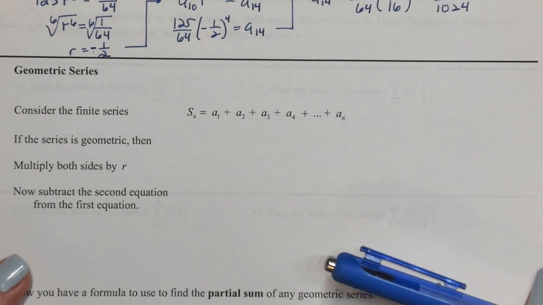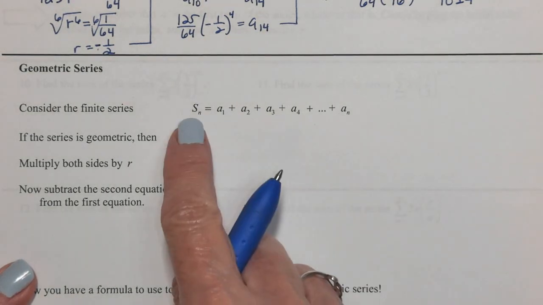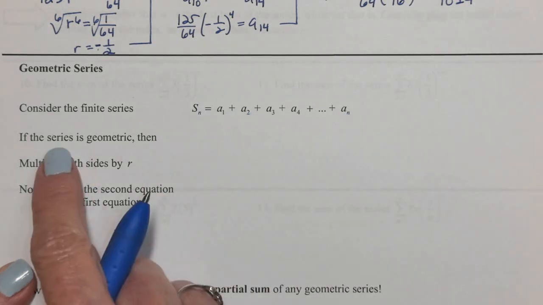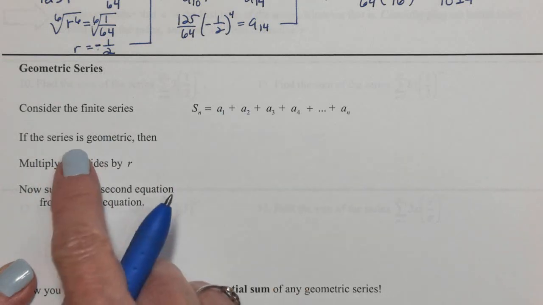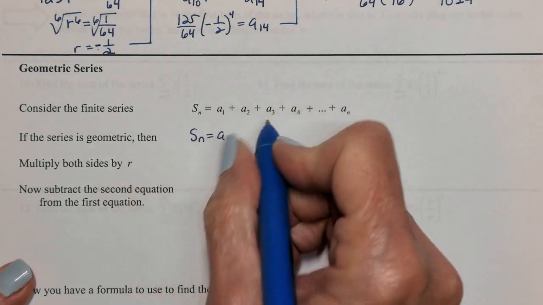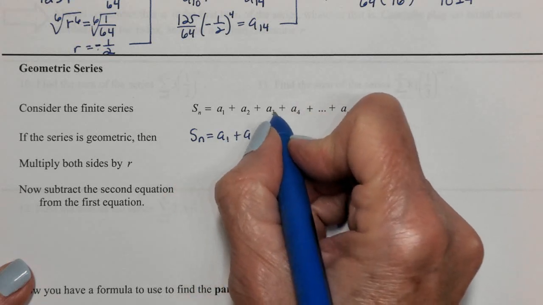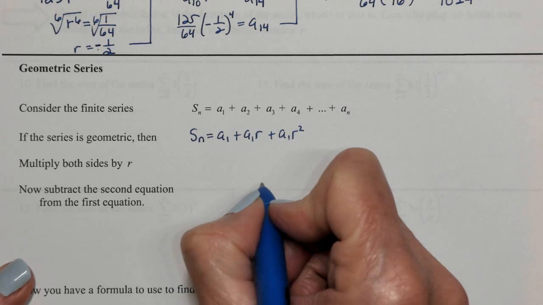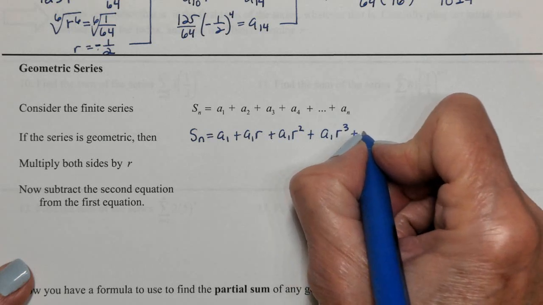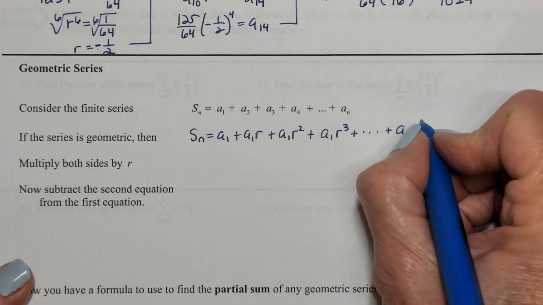Okay. Let's consider this finite series. So if I take just the sum of the first n terms in the sequence, if it's geometric, then I know that a sub 2 is a sub 1 times r. A sub 3 is a sub 1 times r squared. A sub 4 is a sub 1 times r cubed, etc. So a sub n will be a sub 1 times r to the n minus 1.